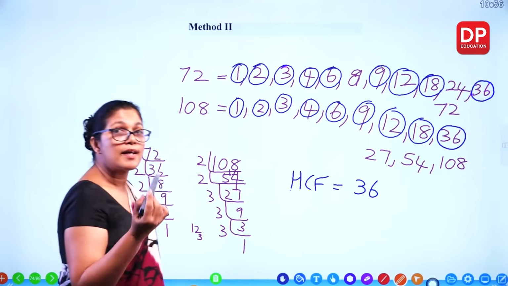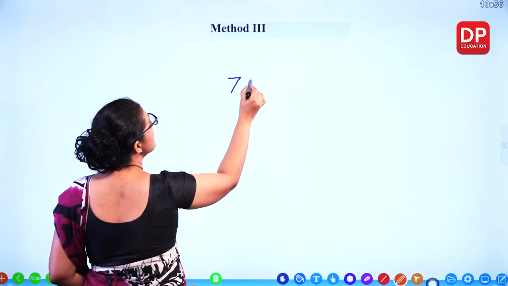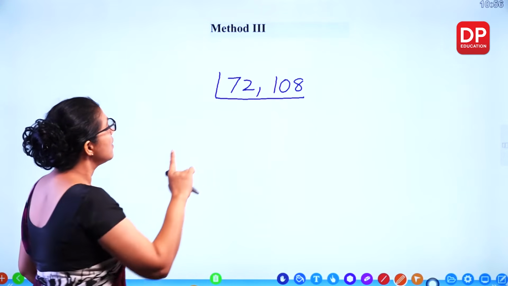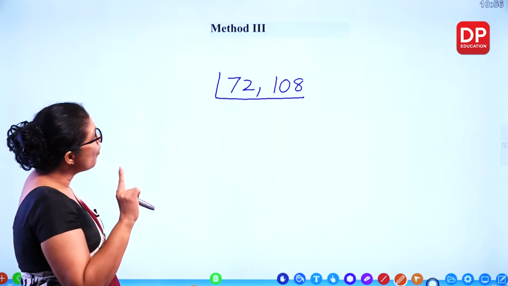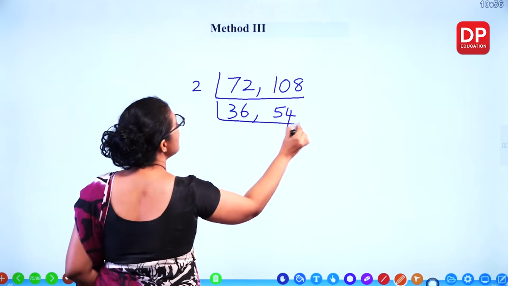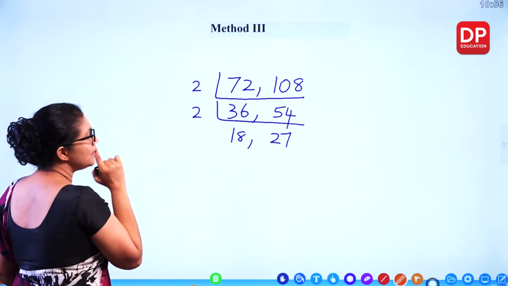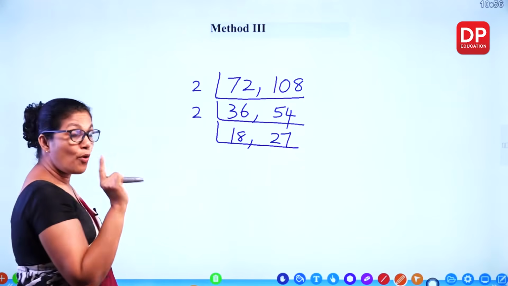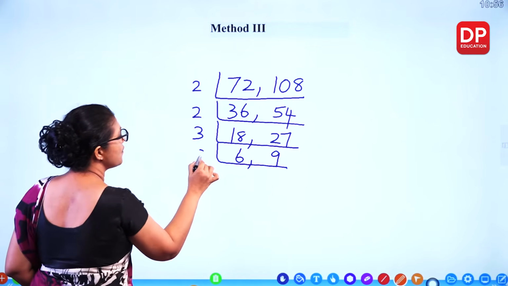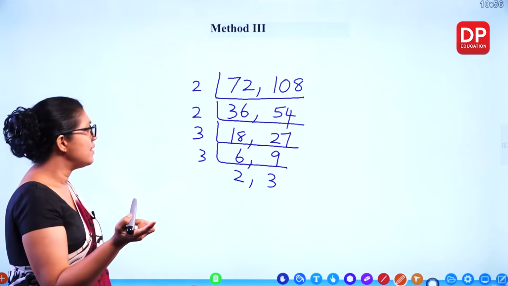So that's the second method. Now we'll take another method. We can write 72 and 108 in a row and find out the common factors. We can divide both the numbers by 2. Again by 2. Now this one you can divide both the numbers by 3. Again by 3. Now we can't divide because 2 and 3 have no common factors.